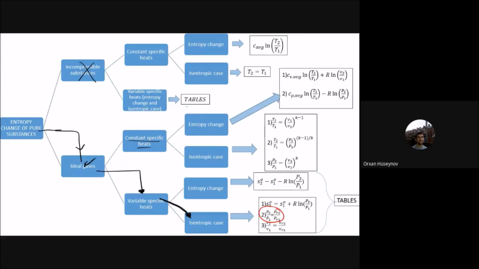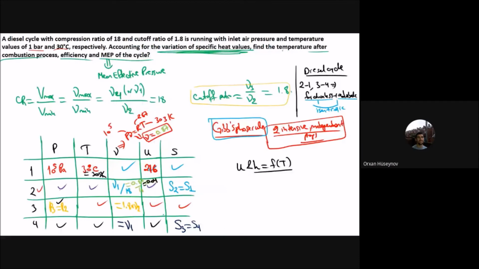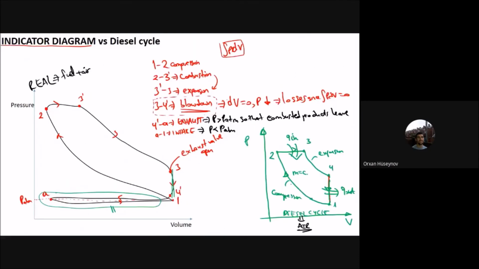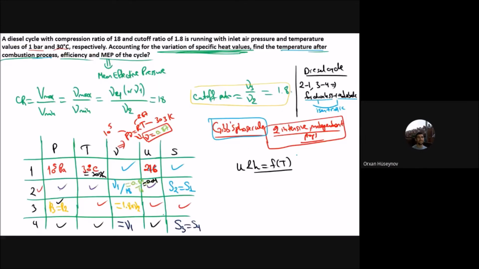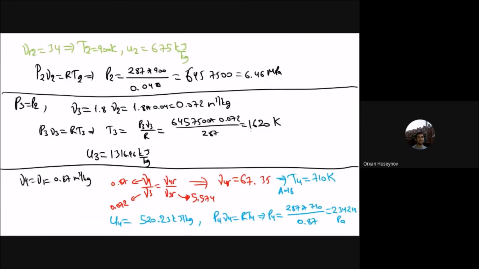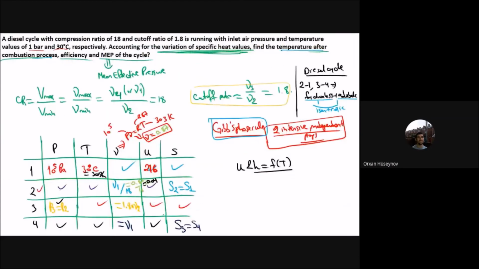Now let's go back to the question. It says find the temperature after the combustion process. The combustion ends here at T3, and the temperature at point 3, I have found it, which is this one. So I've done the first part. Now find the efficiency of the cycle. Let's do that.